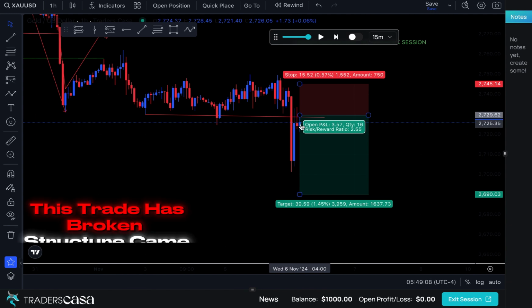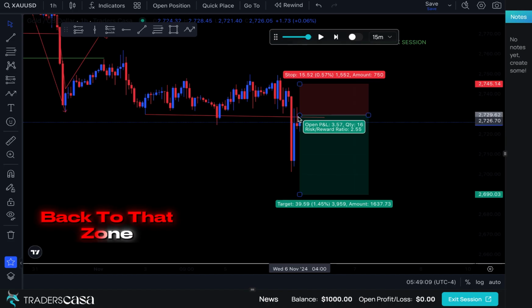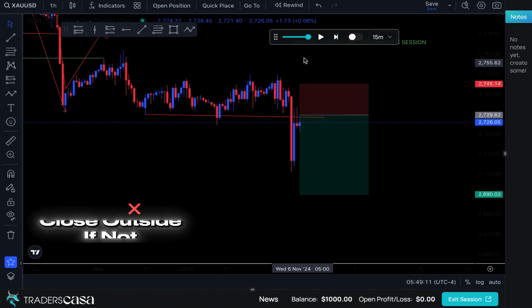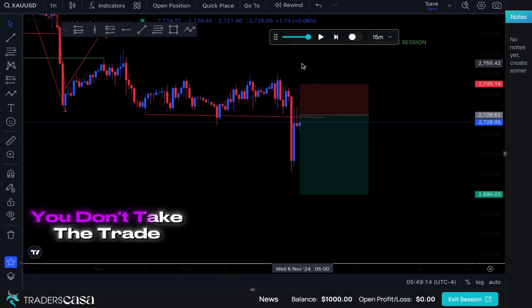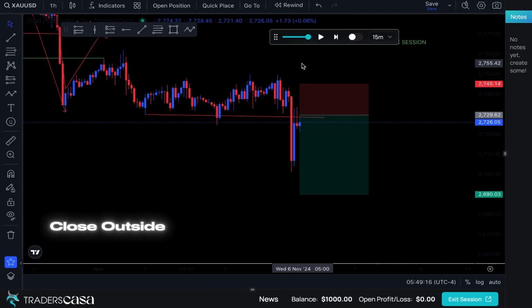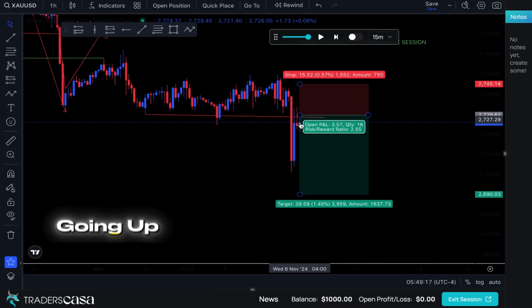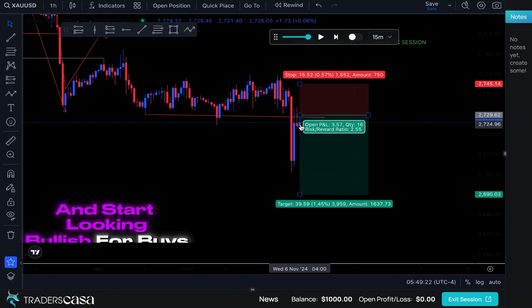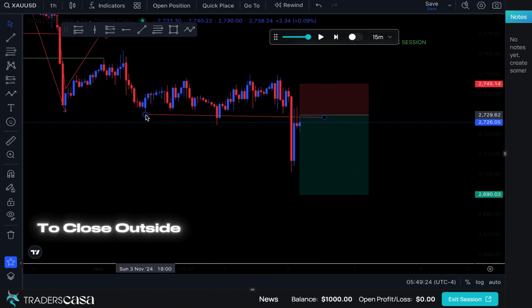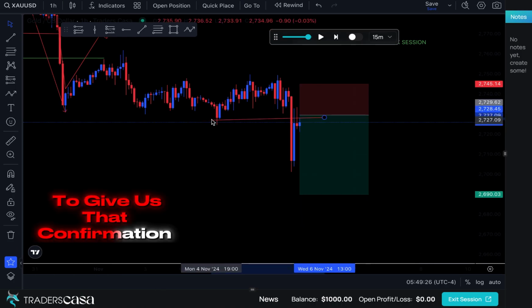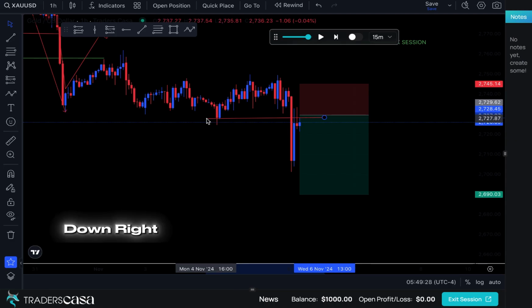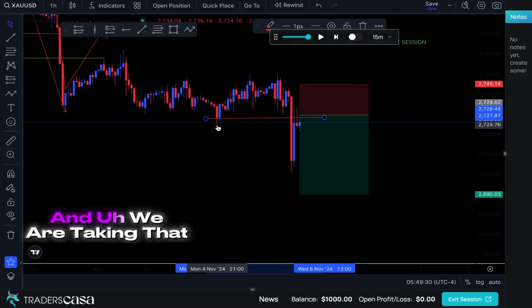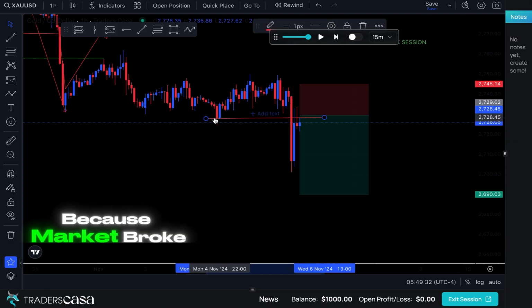This trade has broken structure, came back to that zone, closed outside. It must close outside. If not, you don't take the trade, because most times if market doesn't close outside, market can just keep going up and have a change of character and start looking bullish for buys. But market has to close outside to give us that confirmation that yes, it's actually going to go down, right?